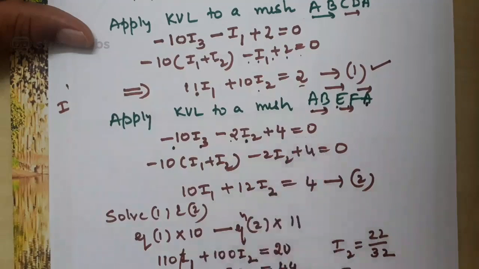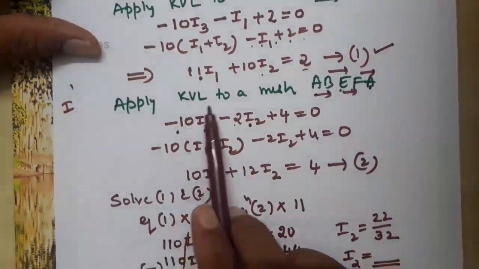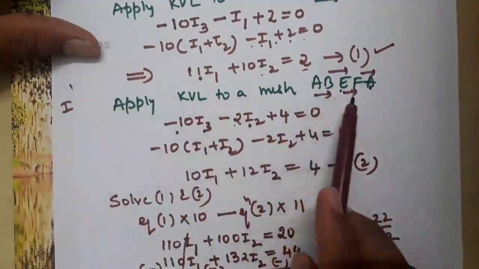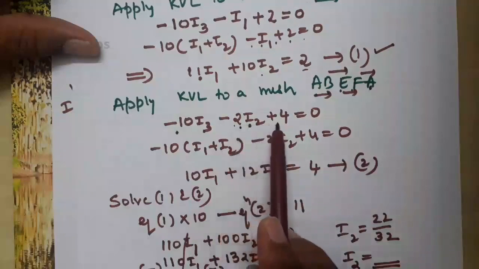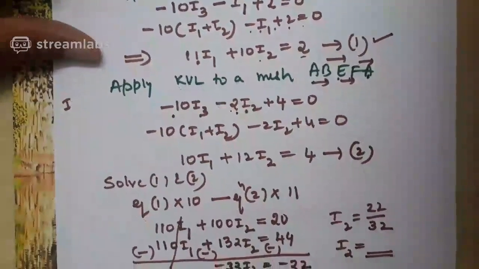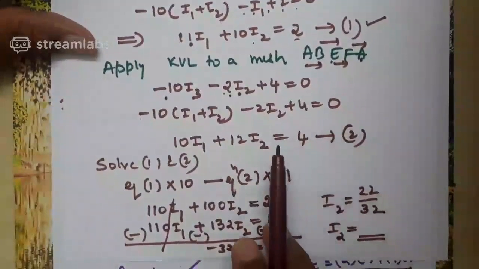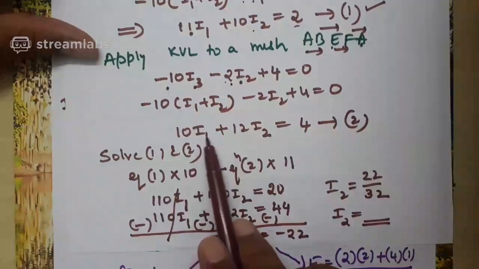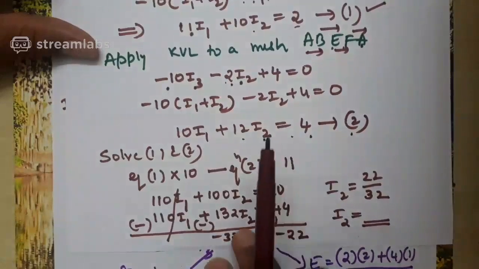Plus 4 is equal to 0. Apply KVL to mesh A, B, E, F, A. Minus 10I3 minus 2I2 plus 4 is equal to 0. Minus 10 inside the bracket (I1 plus I2) minus 2I2 plus 4 is equal to 0. Then 10I1 plus 12I2 is equal to 4, that is equation 2.